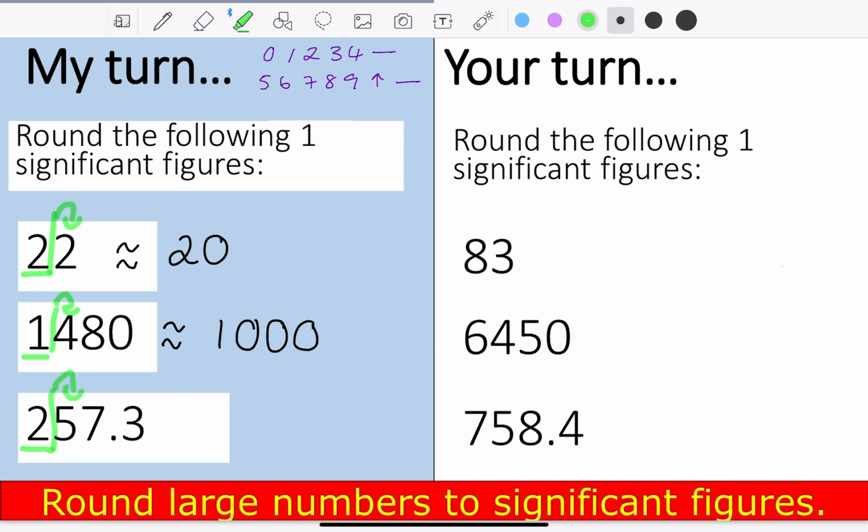Its neighbour is 5. Remember, 5 rounds us up first of all, so my 2 becomes a 3. I replace everything else with zeros. You could put 0.0 here, as it is shown as a 0.3 in our original number, but there's no reason to. We know 300.0 is the same as just the number 300. Pause the video here and have a go at the your turn questions.